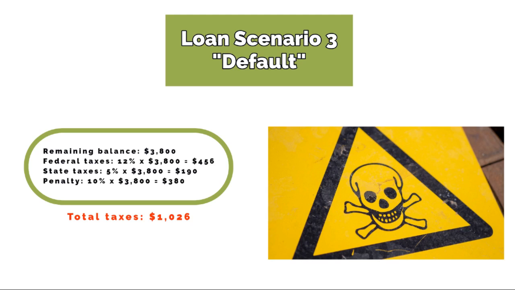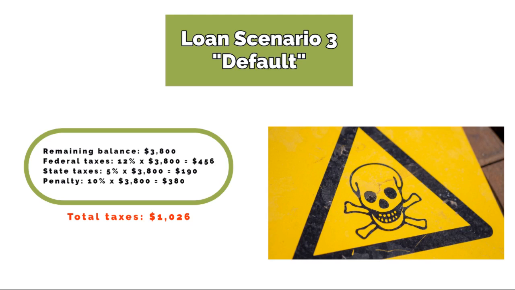taxes and a penalty if this person's under 59 and a half. And those taxes add up quickly. Not even the highest tax bracket, but you see in my example on this slide at 12% federal tax rate, a few percent for state income taxes, the 10% penalty.